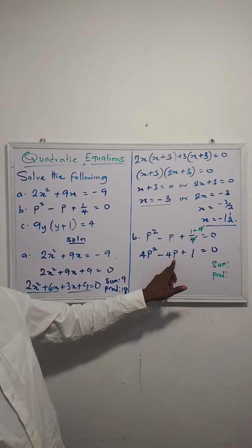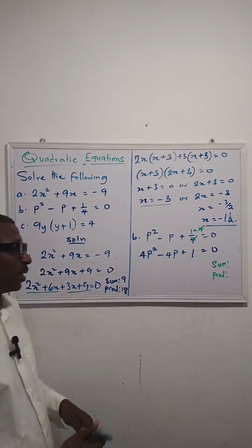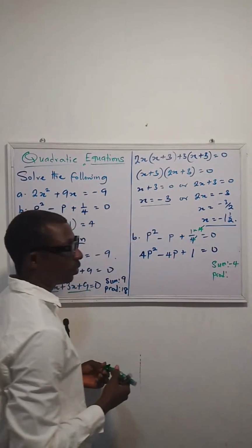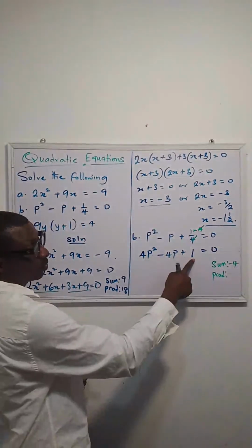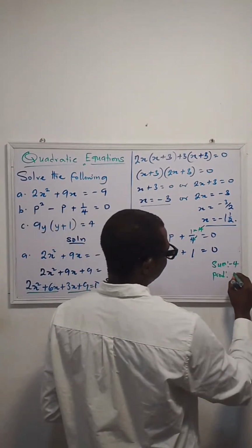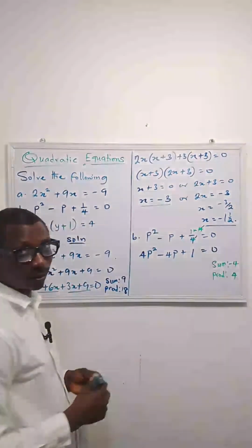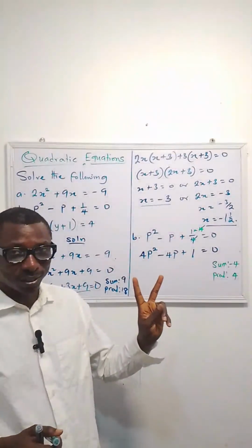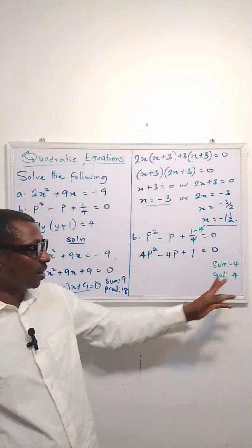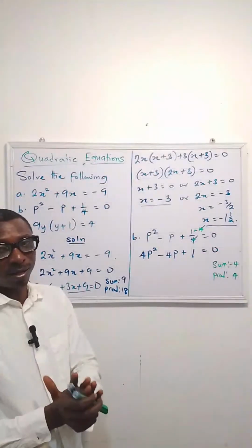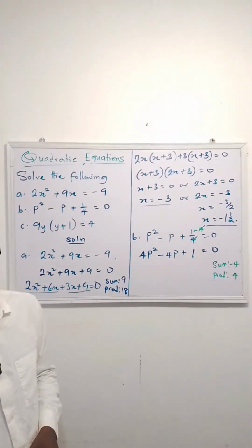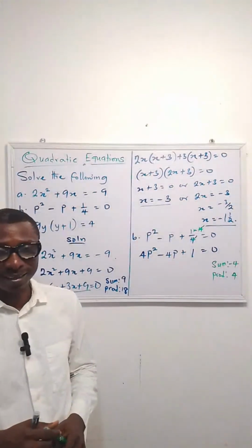Coefficient of p. So what is the coefficient of p here? That's negative 4. And the product is what? 4 times 1, and that is 4. All right, so now this you are going to do for me. We need two numbers such that when we multiply them together you have plus 4, and when you add them together you have negative 4. So what are the two numbers? Drop the answer in the comment section.